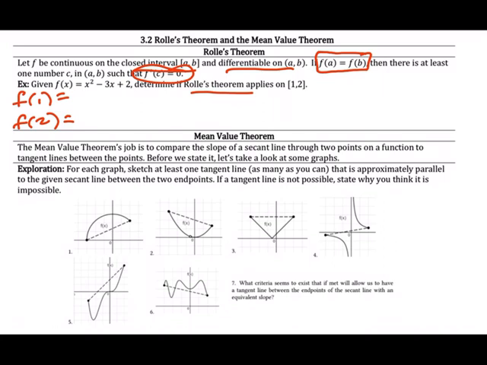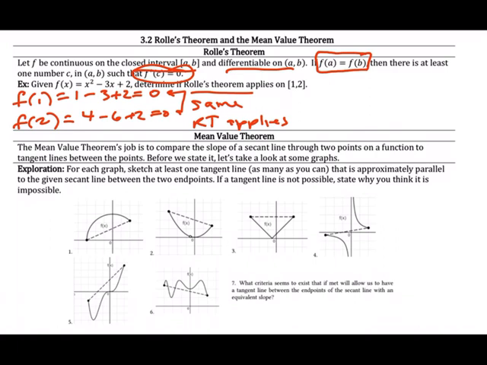So let's go ahead and check that first. This is going to be 1 minus 3 plus 2. That's going to be 0. If I plug in 2, I get 4 minus 6 plus 2. That's also going to be 0. So since these are the same, that means that Rolle's theorem applies.